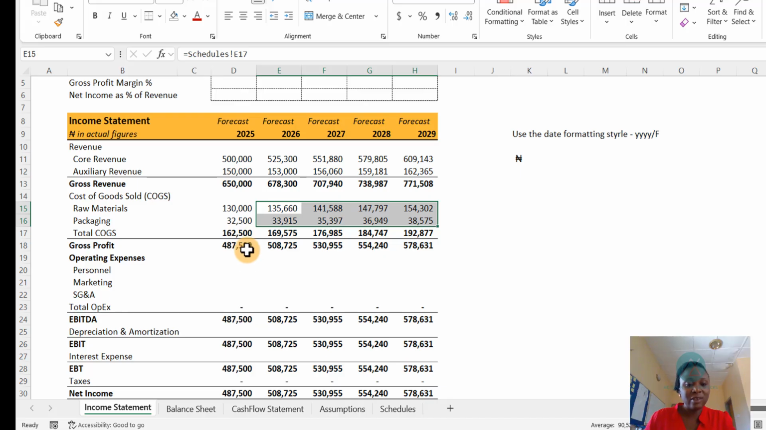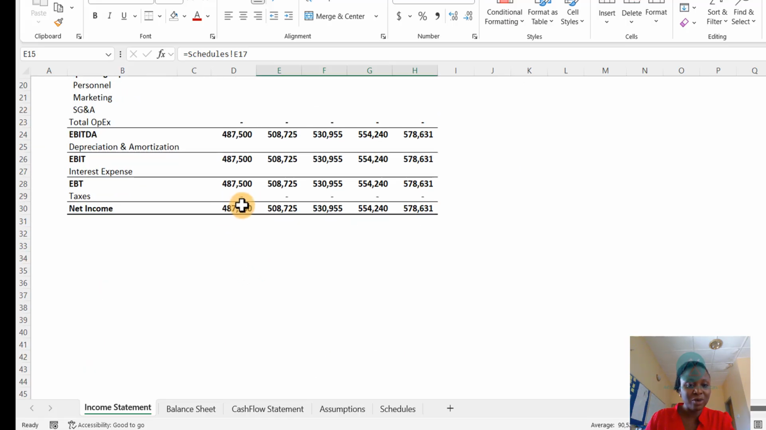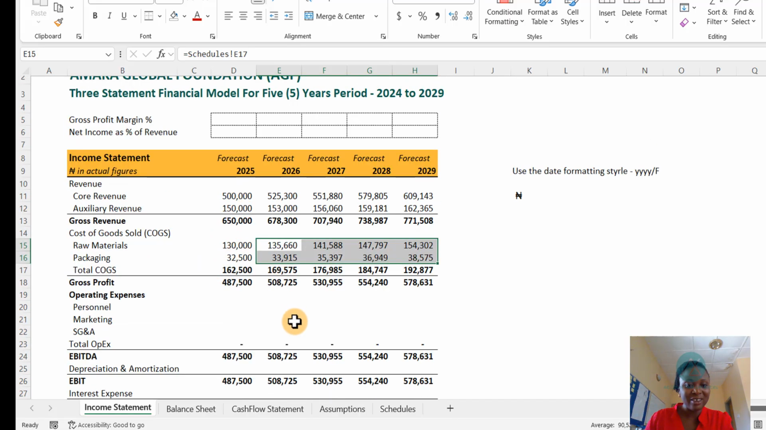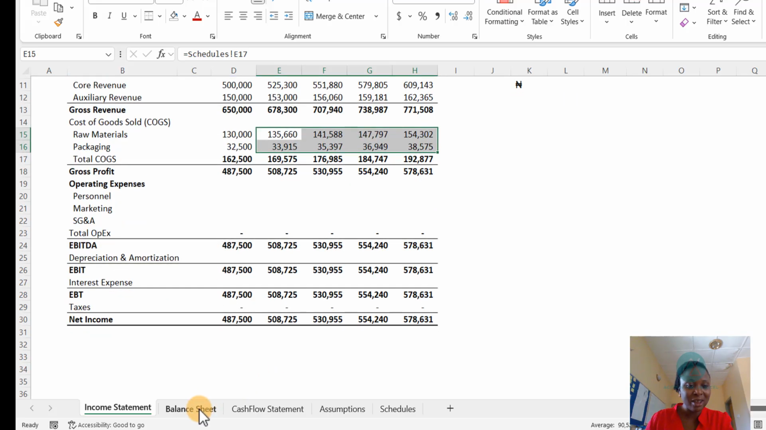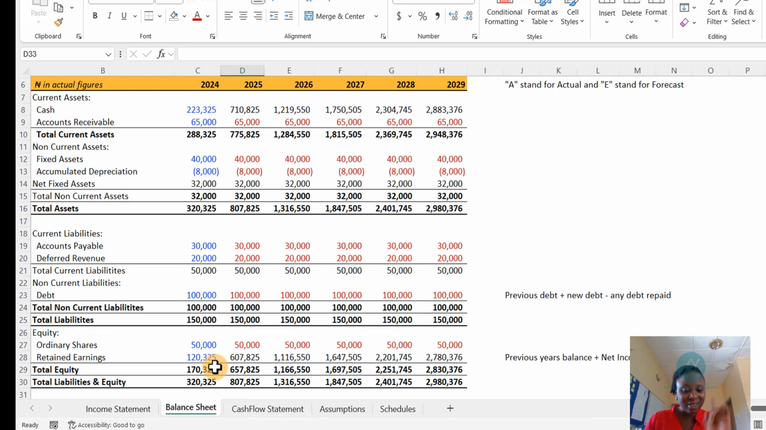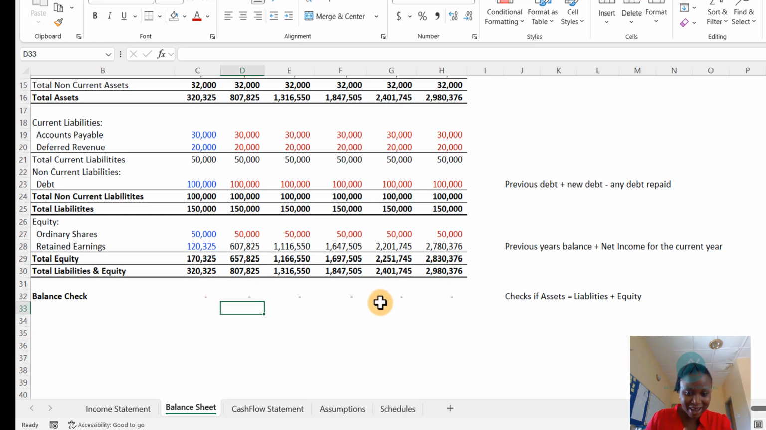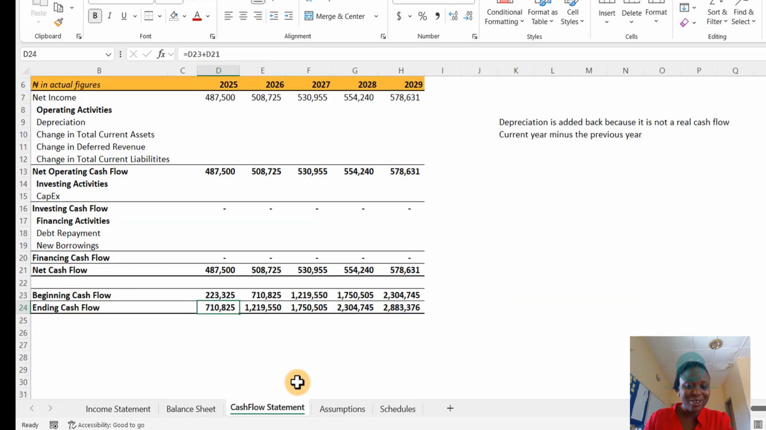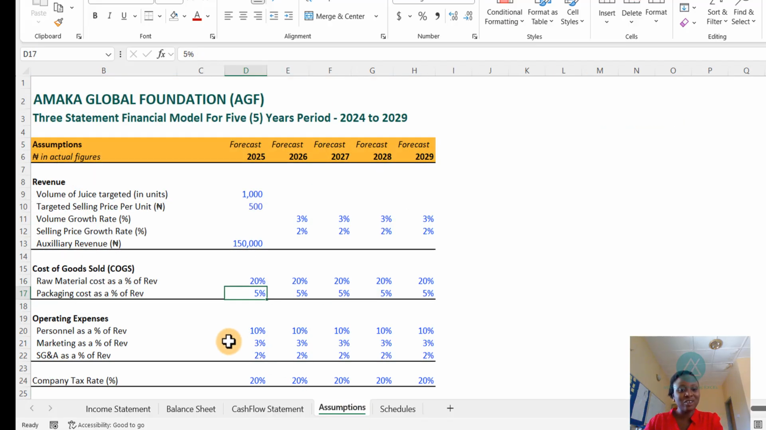Good. So notice this is our net income. It has reduced because we now have cost of sales, both packaging and raw materials. So you can see that. Mind you, at each point, always check the three statements by checking that your balance sheet is balanced. So everything is okay. So we move to the next assumption, which is what?